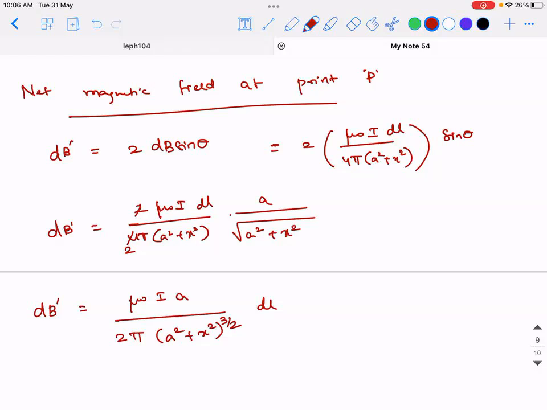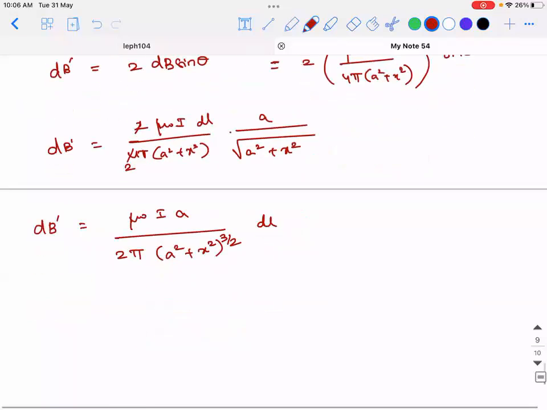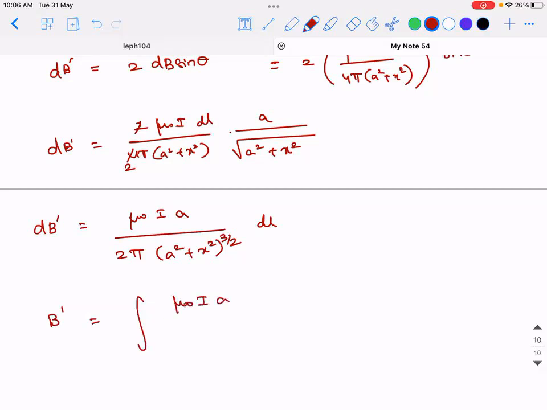See, this derivation is tricky only because of 3 dimensions getting involved. Okay, but there is no other option. We have to work on it. So if this is the value of dB dash, then what is going to be the value of b dash? Integral of mu naught I into a divided by 2 pi into a square plus x square the whole power 3 by 2 times dl. Correct? Now what are the limits I need to take?